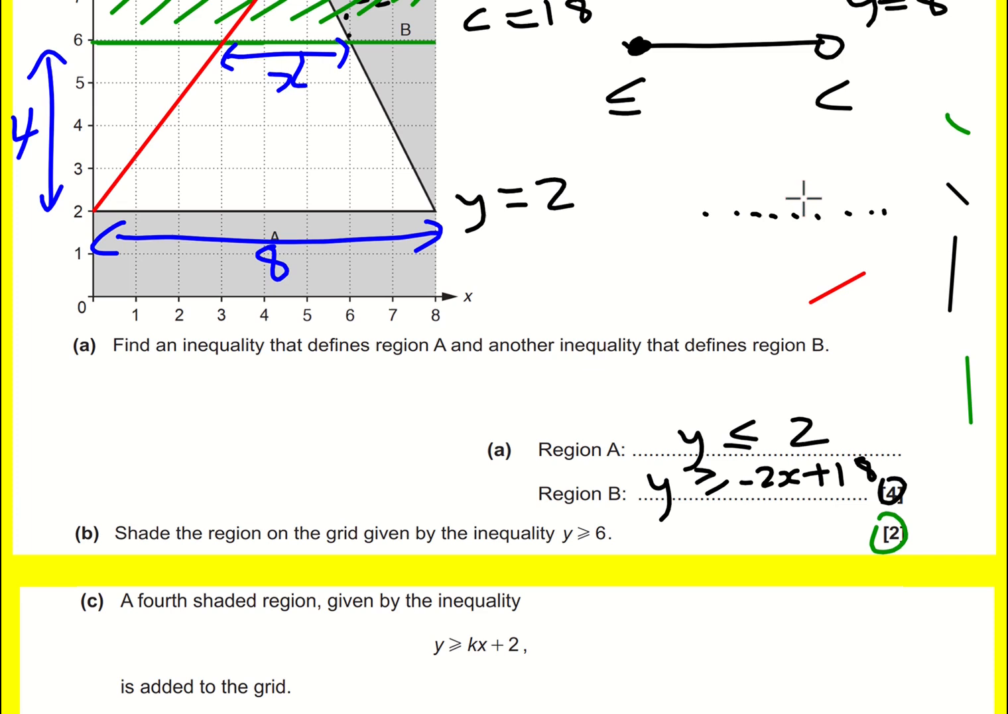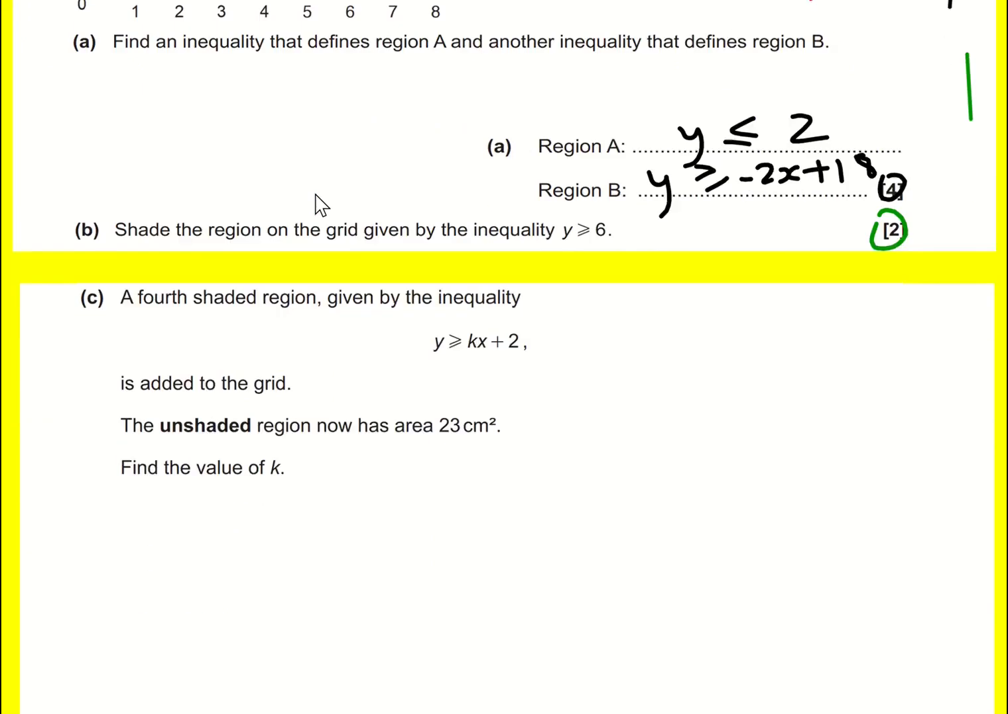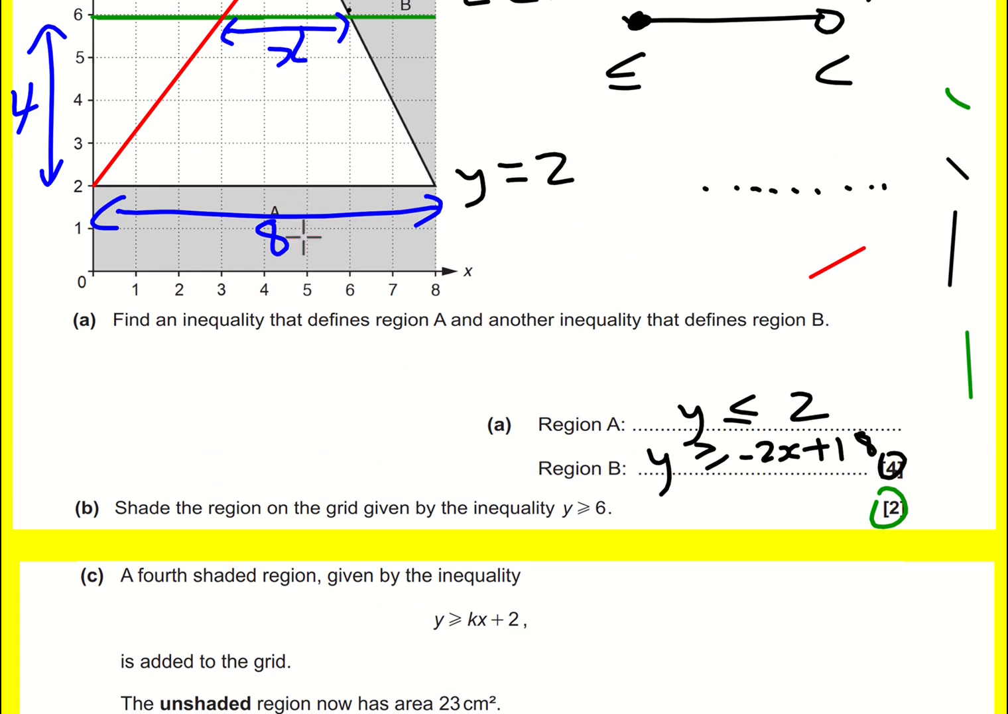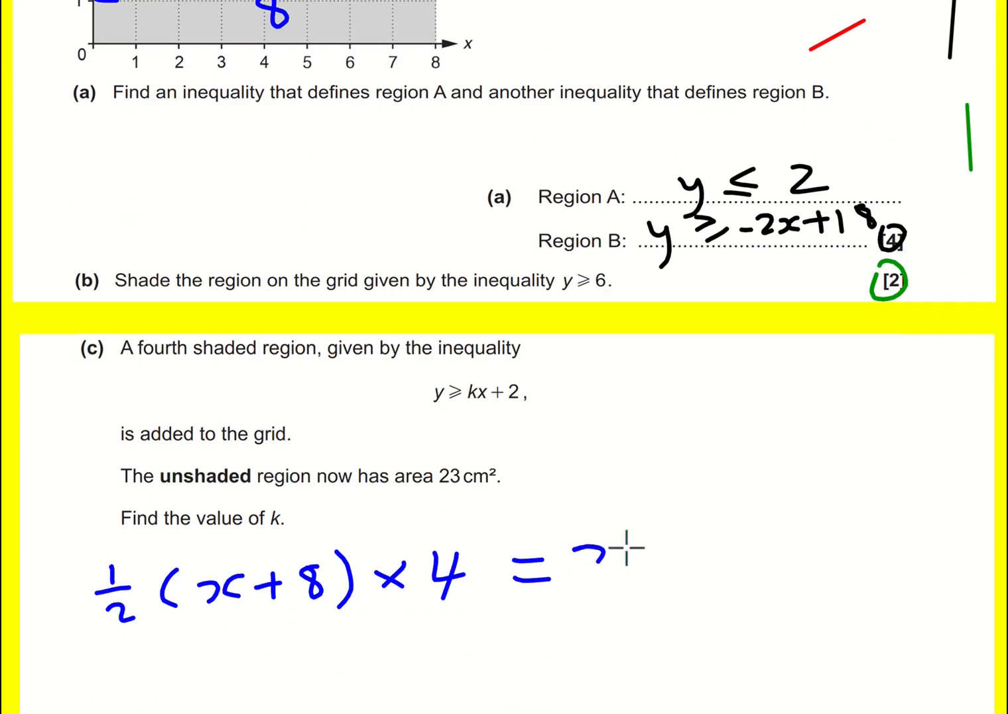Now I know the area of a trapezium is given, you add these two sides together, and you times by the height. So I can do a half (x plus 8) multiplied by 4, that's going to be the area of my trapezium. Half of x plus 8, times by 4, and I can set that equal to 23, and I can solve to find x. So a half times 4 is 2, divide by 2, we're going to get x plus 8 is equal to 11.5, and that's going to mean that x is equal to 3.5.